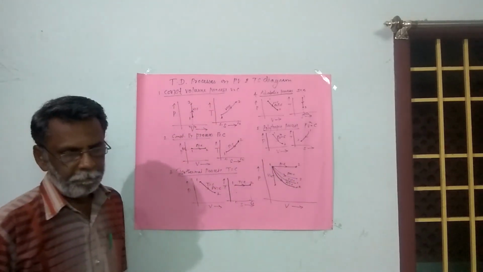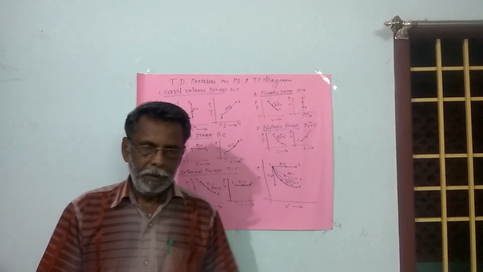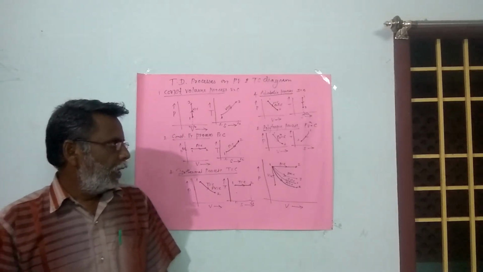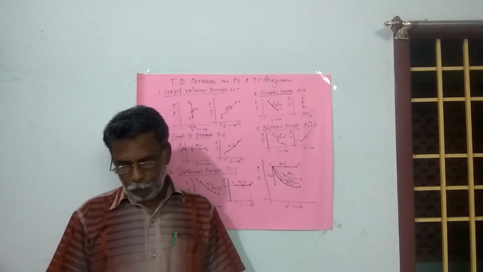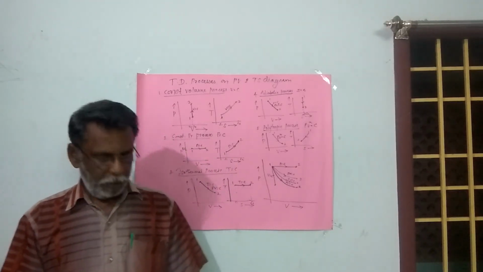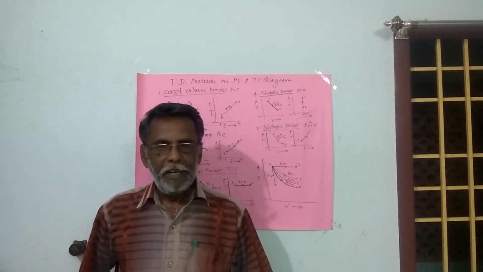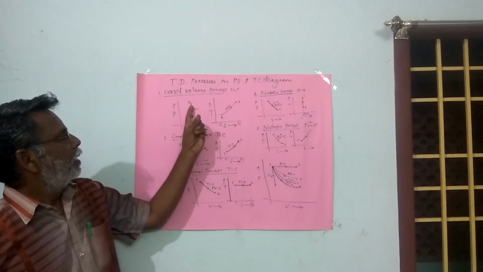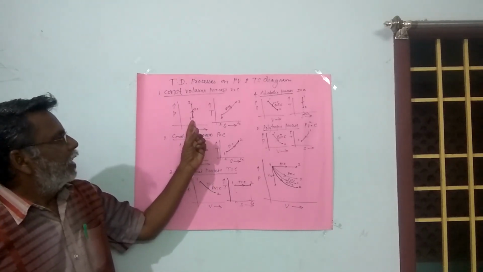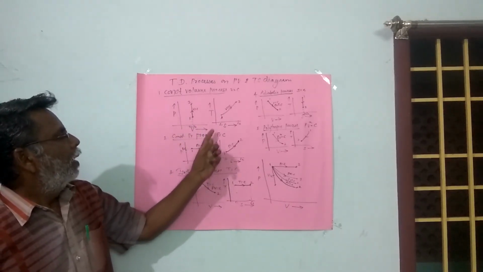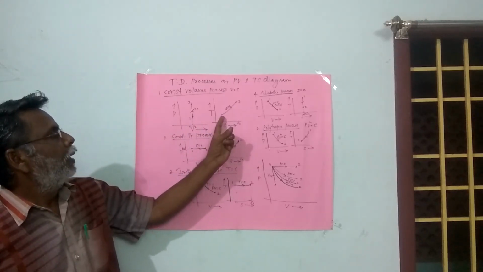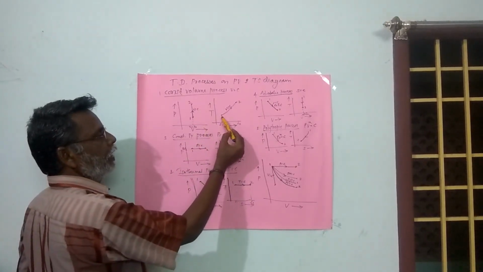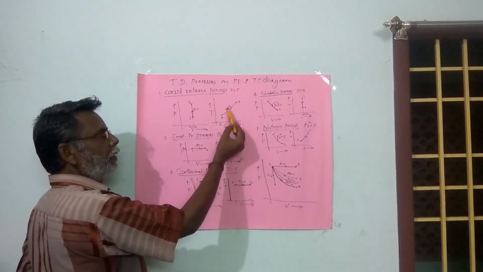So from this diagram representation of various processes on PV and TS diagram, we can analyze what is the work done during the process. Similarly, the heat transfer during the process. Suppose you take the constant volume process, since the volume remains constant, there is no work done. And there is a heat transfer, since here we have a change in entropy.